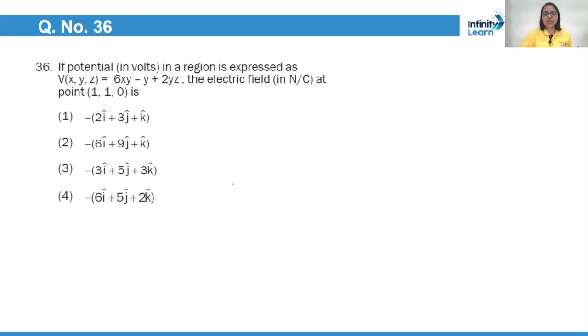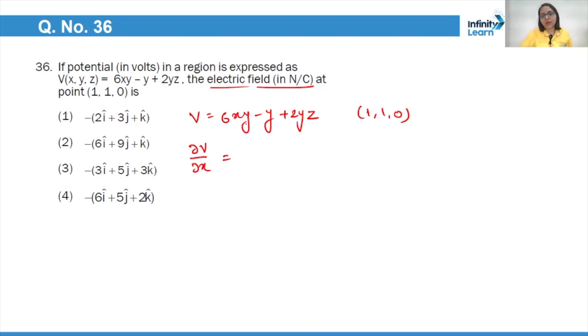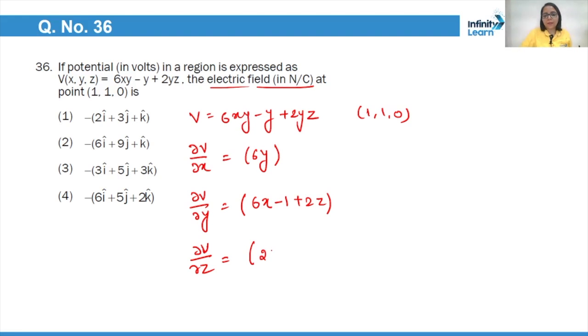Question number 36. If potential in volts in a region is expressed as 6xy minus y plus 2yz, the electric field at point (1, 1, 0) is. So let's find del V by del x first, keeping y and z constant. So it will be 6y only. Del V by del y, keeping x and z constant. So it is 6x minus 1 plus 2z. And del V by del z, keeping x and y constant. So it is 2y. Okay, put the value (1, 1, 0). So it is 6, it is 6 minus 1 plus 0, that is 5, and this is 2.